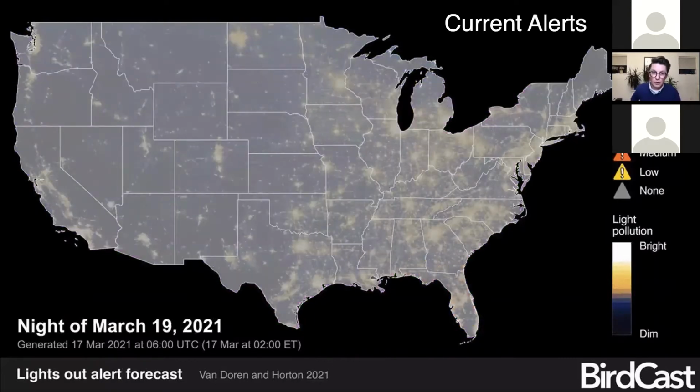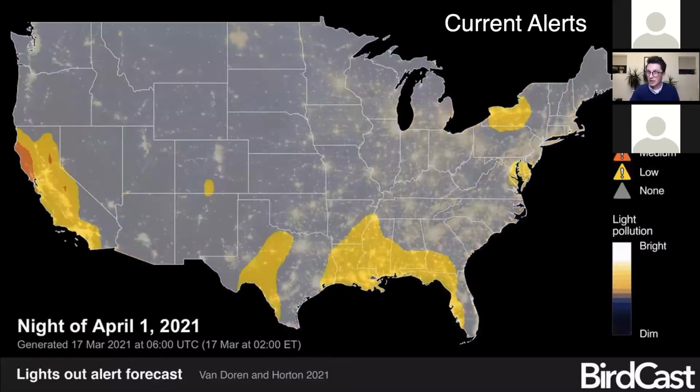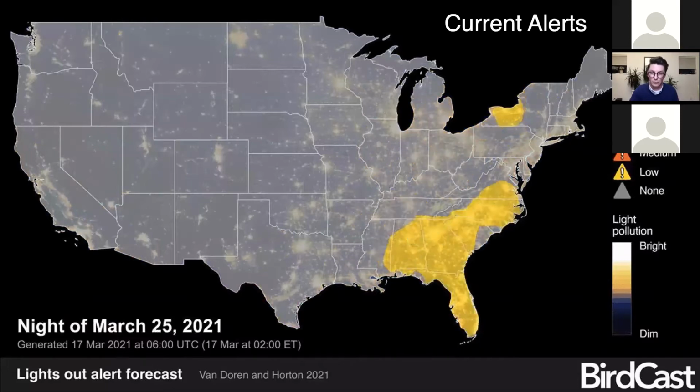And we also have these alerts as well. So these are our current lights out alerts for the next 16 days. So at least one of these maps is for tonight. So not a tremendous amount of activity or even alerts likely on the horizon for the rest of the month. That's when things will start heating up in April.